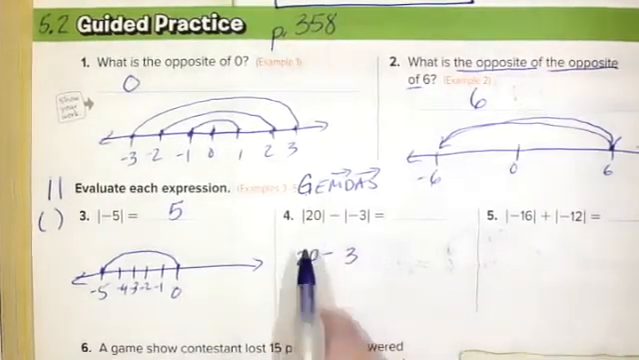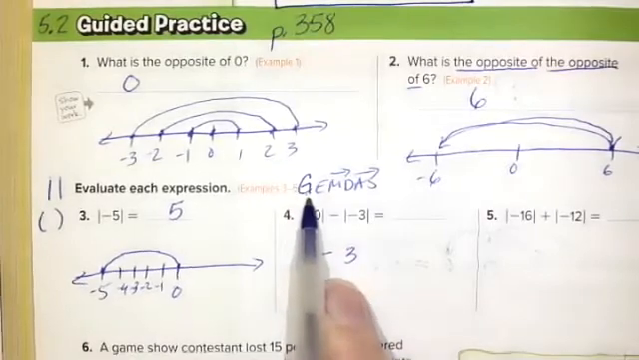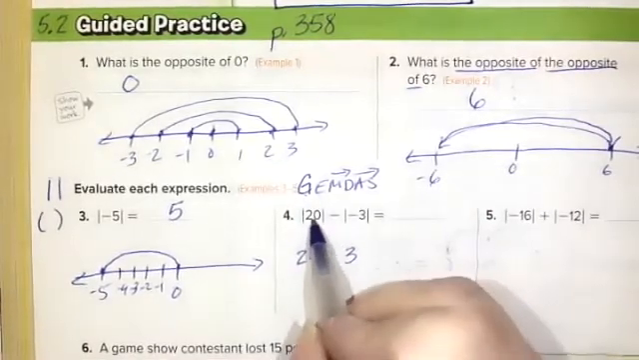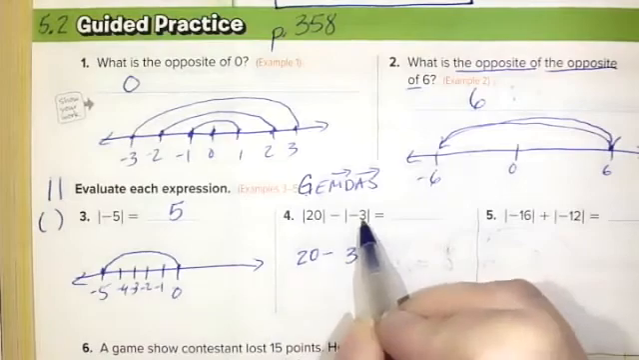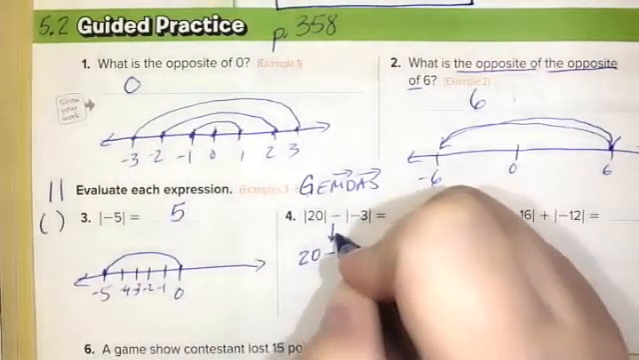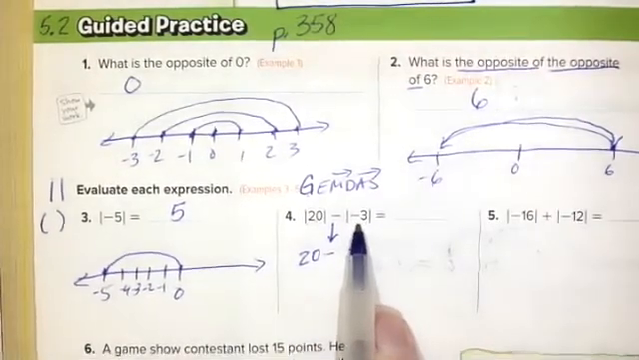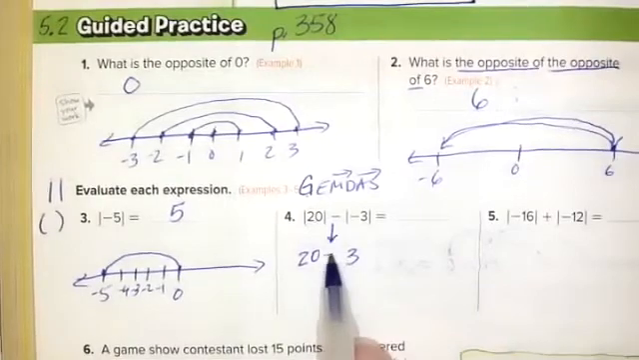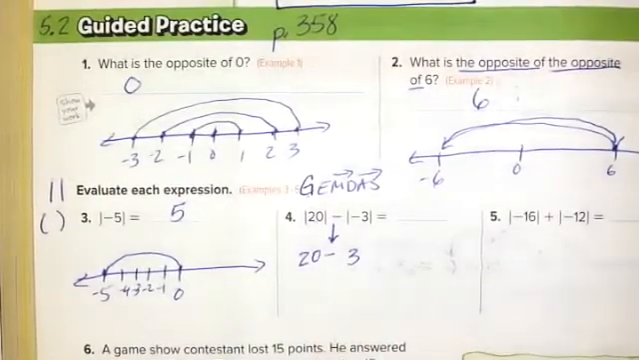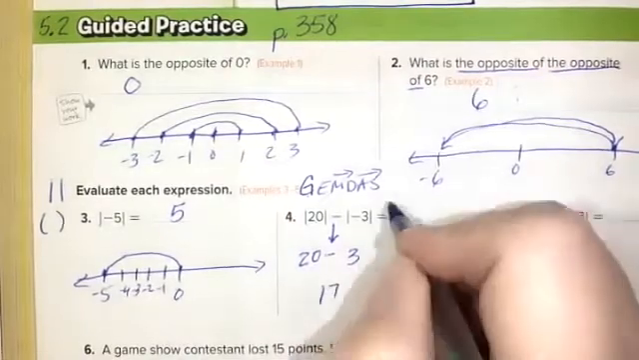So again, we do the absolute value bars first in the order of operations. The absolute value of 20 is 20. The absolute value of -3 is 3. And we brought down this minus sign. This minus sign is not there because that was negative. It is here because we had a subtraction in the original problem. And then we simplify: 20 minus 3 is 17.